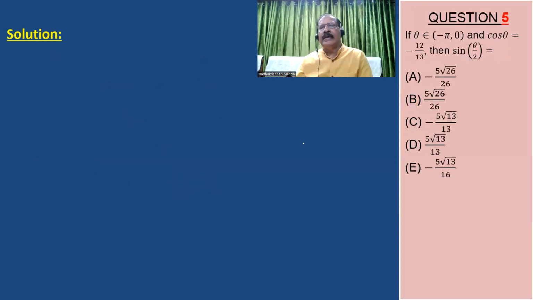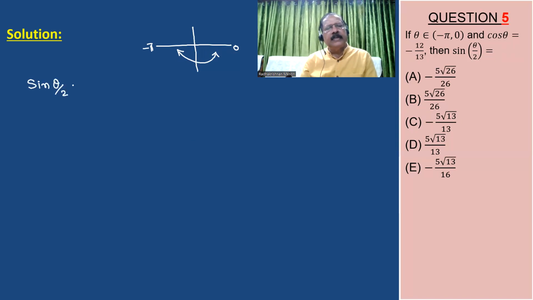Cos theta equal to minus 12 by 13. So theta lies in the interval minus pi to 0. Okay. Now cos theta you got, sin theta by 2. Sin theta by 2, formula: root of 1 minus cos theta, the whole divided by 2.